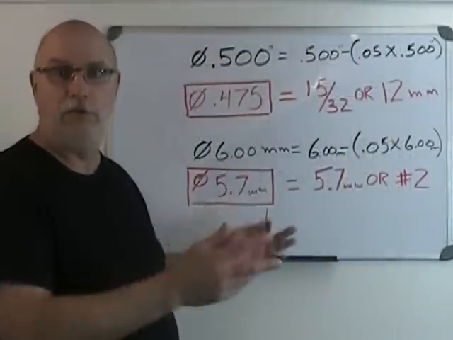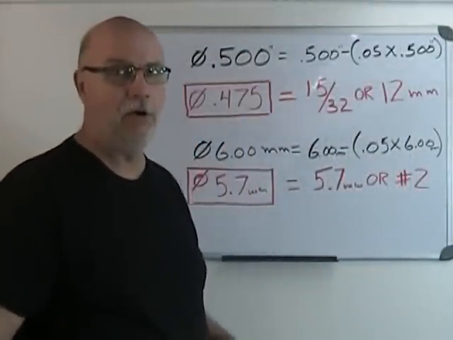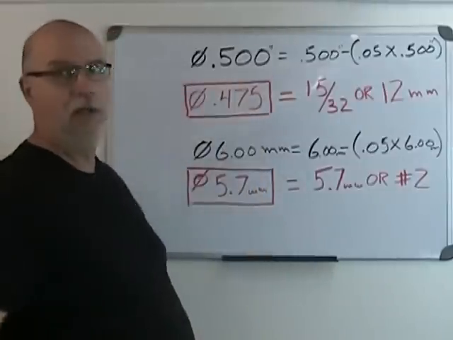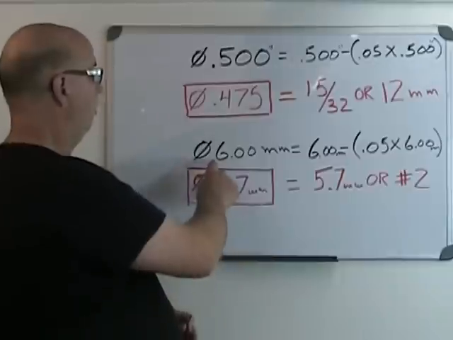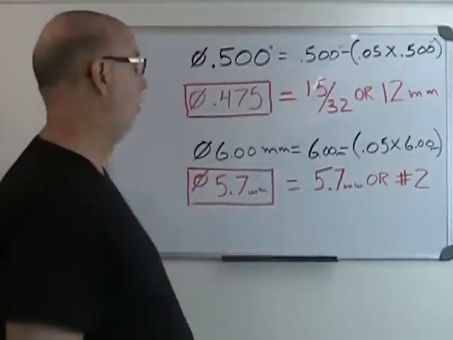So let's head over to the whiteboard and take a look at an example of that. Well, here we have two examples. We're going to want to ream a 1/2 inch diameter hole, so 0.5 inch, and our second example will be for reaming a 6 millimeter diameter hole.